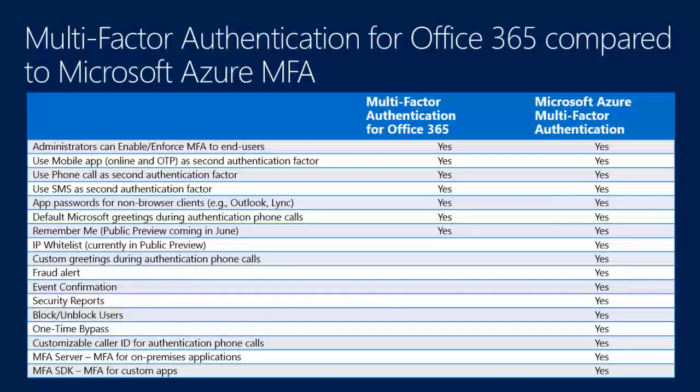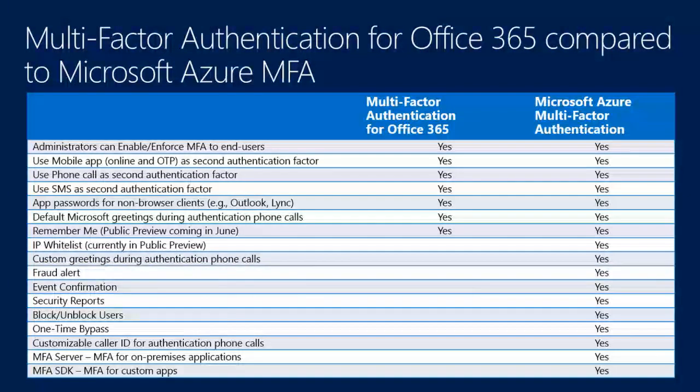So here you can see the differences of what's included with Office and what's not. So you can enable and enforce your users. You can use app passwords. You can use the phone call, the SMS, and the mobile app authentications. You can do all that with Office. With Office, you hear default greetings. So if you're doing the phone call, you'll receive the phone call, you'll answer, and it'll say, this is the Microsoft verification system. Please press the pound key to complete your verification. Those are default greetings that your users will hear if you're using the version that's included with Office.